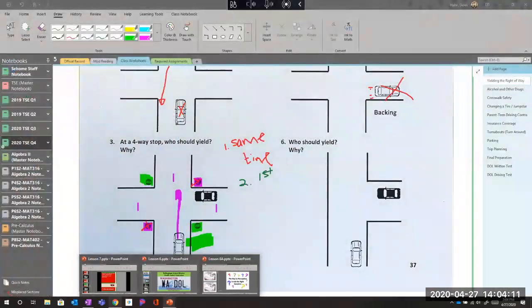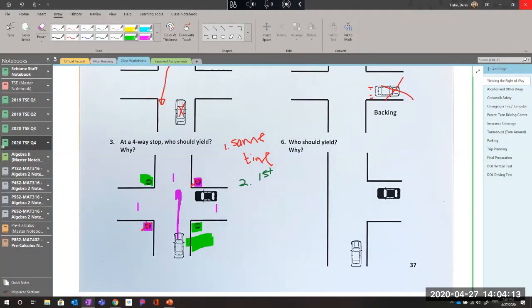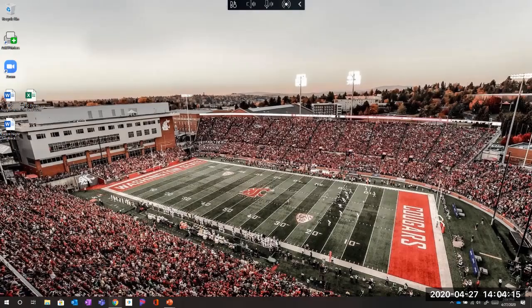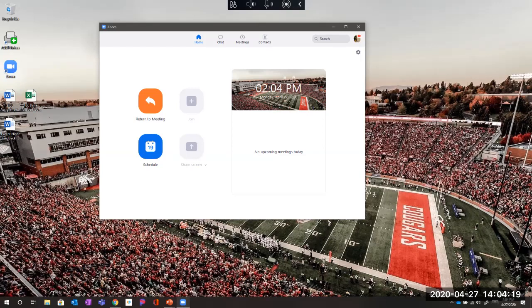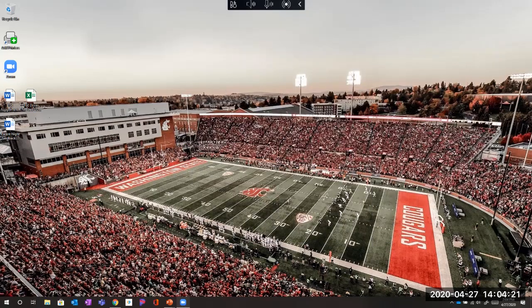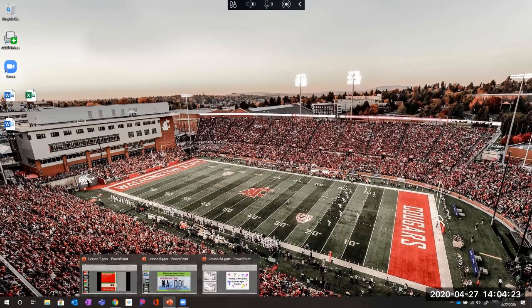So let's get rid of that one. Let's get rid of this worksheet. And let's get back to, I'm just going to pull that up on the side. Let's get back to what we need to talk about.